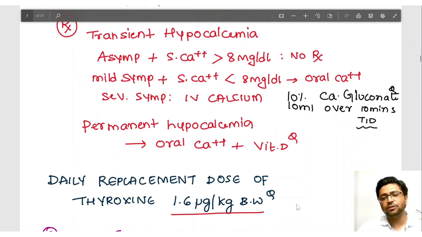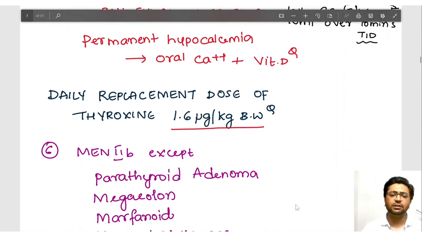So another MCQ which is frequently asked is, what is the daily replacement dose of thyroxine? So the daily replacement dose of thyroxine would be 1.6 micrograms per kg body weight. Remember this, daily replacement dose of thyroxine is 1.6 micrograms per kg body weight.